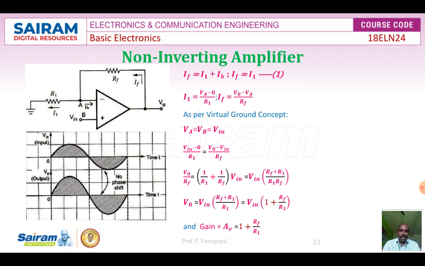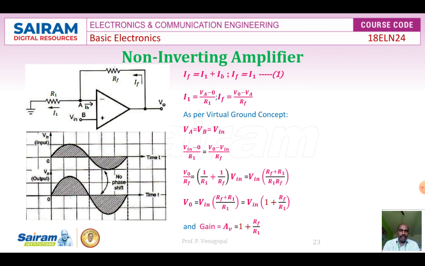Then Rf is cancelled on both sides. You will get V0 is equal to Vin into (Rf plus R1) by R1. Dividing Rf and R1 by R1, you will get (1 plus Rf by R1) into Vin. That is your output voltage. So the expression for the output voltage in the case of the non-inverting amplifier is V0 is equal to Vin into (1 plus Rf by R1). Divide both sides of the equation by Vin. You will get the voltage gain AV is equal to V0 by Vin is equal to 1 plus Rf by R1. In this case, your voltage gain is positive, which means that the output is not inverted with respect to the input, and the phase shift between the output signal and input signal remains 0.